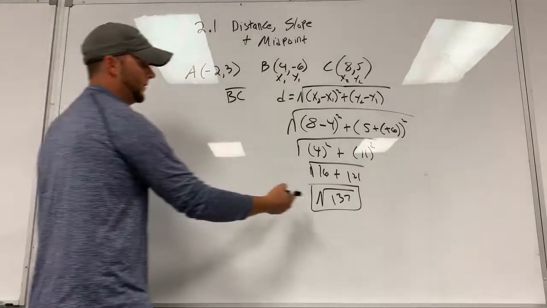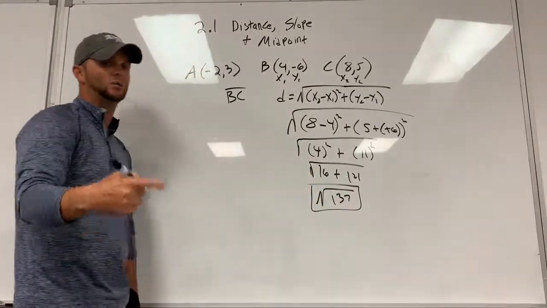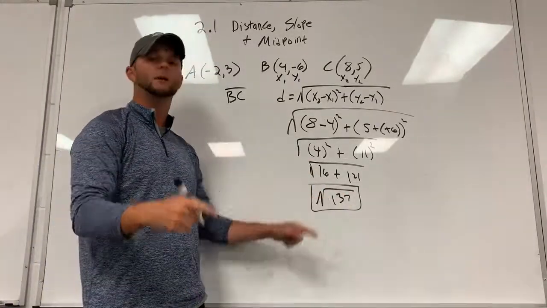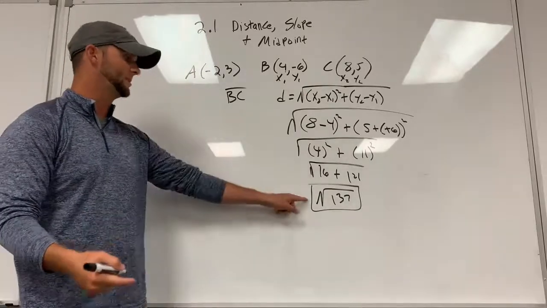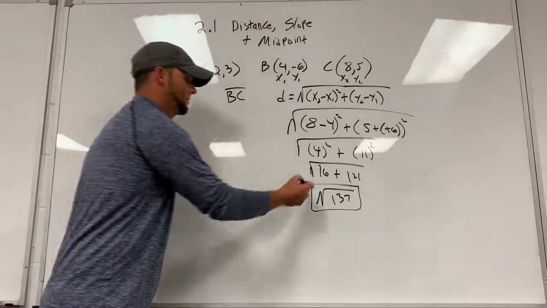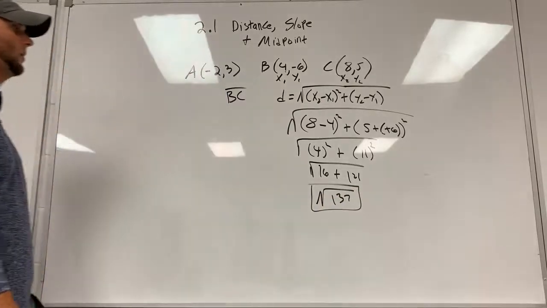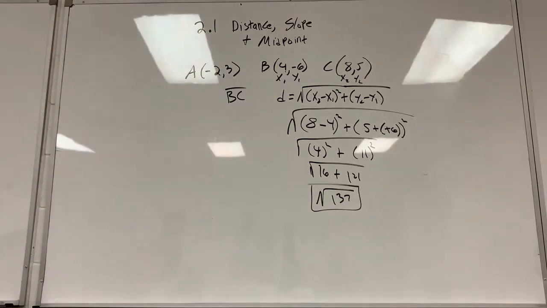So right here, ladies and gentlemen, the distance between point B and point C is going to be the square root of 137. So what you could do is go and type this in the calculator and it would give you a decimal. But we're just going to keep it as the square root of 137. So ladies and gentlemen, the distance between point B and point C is the square root of 137.